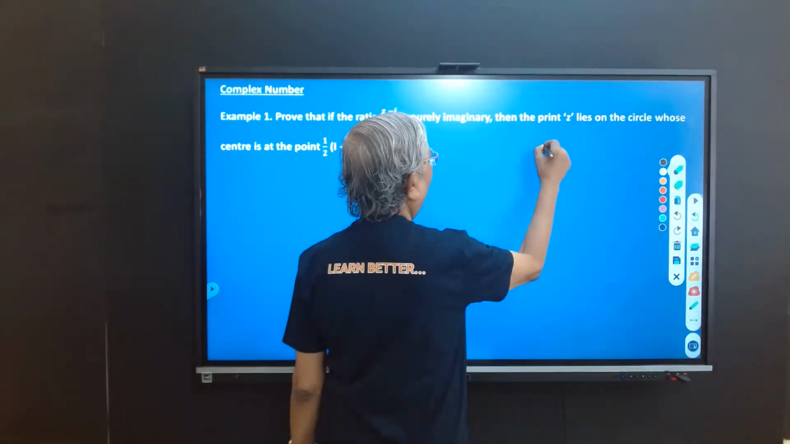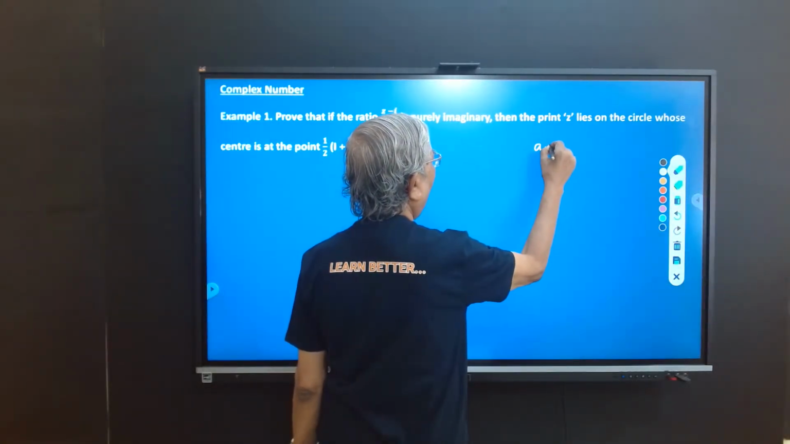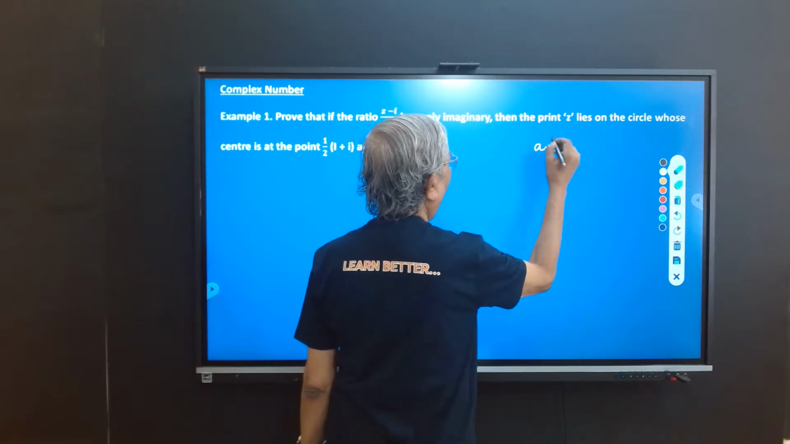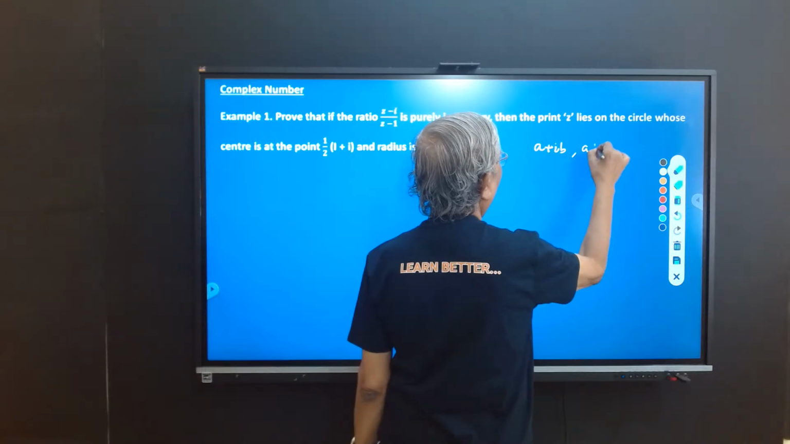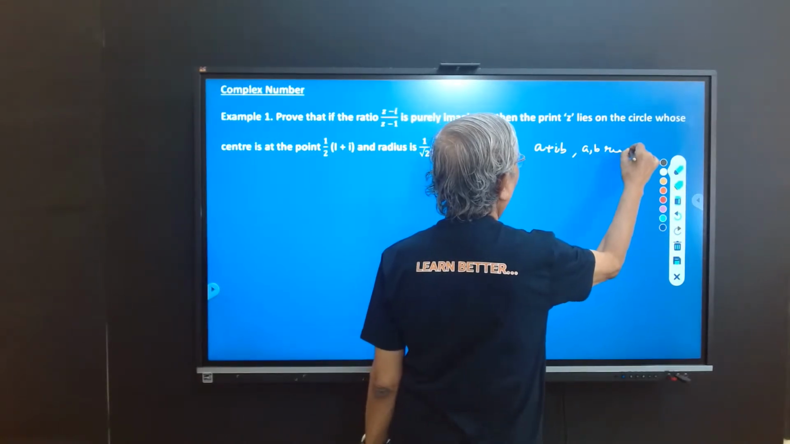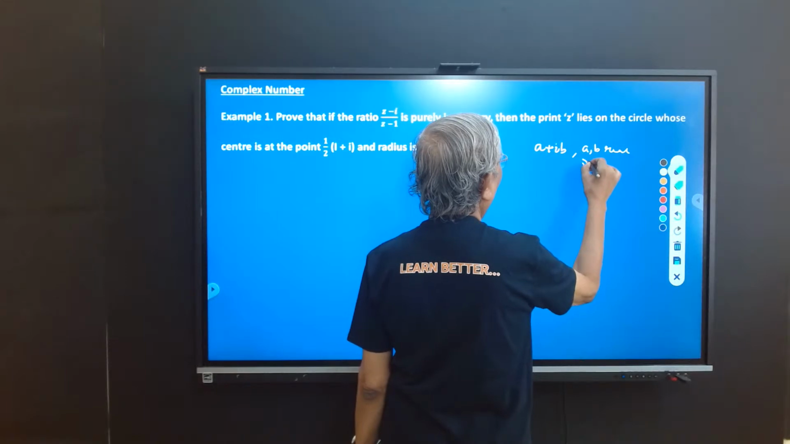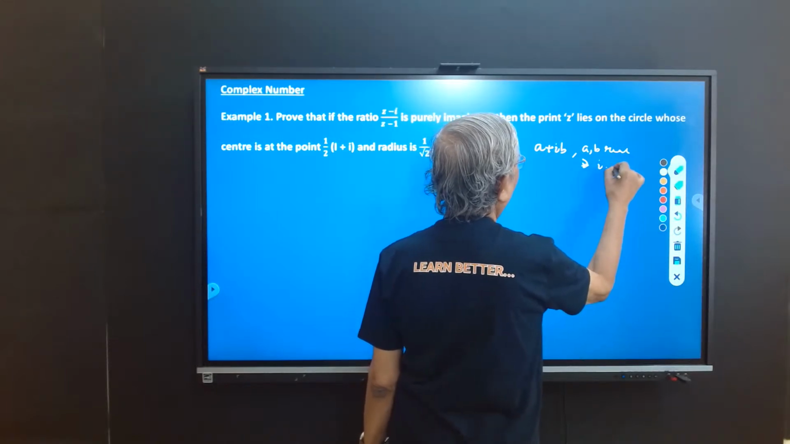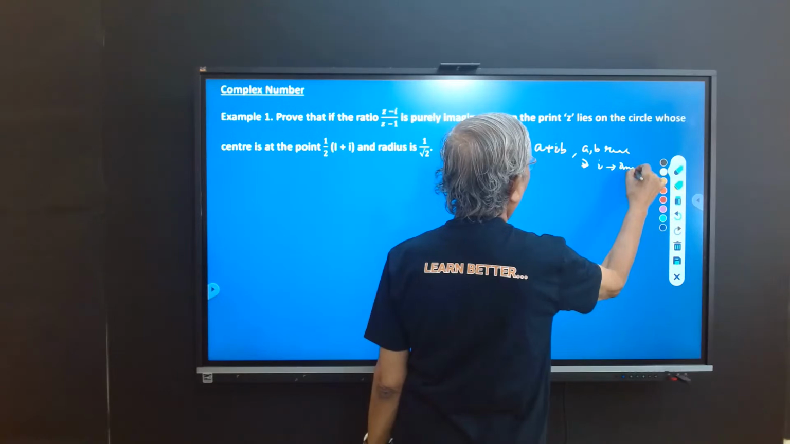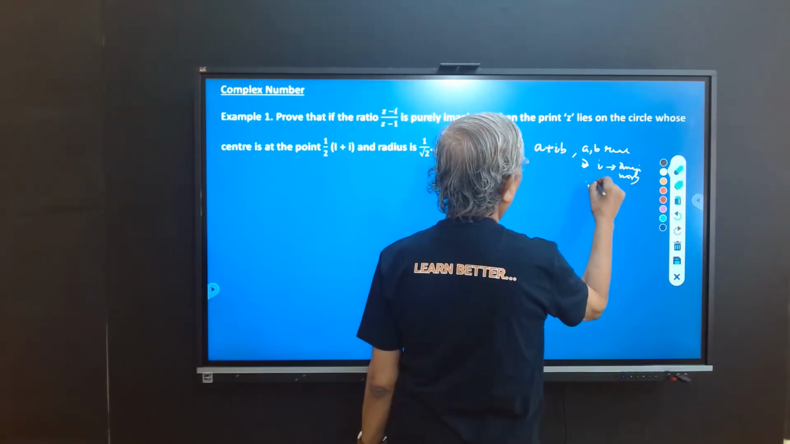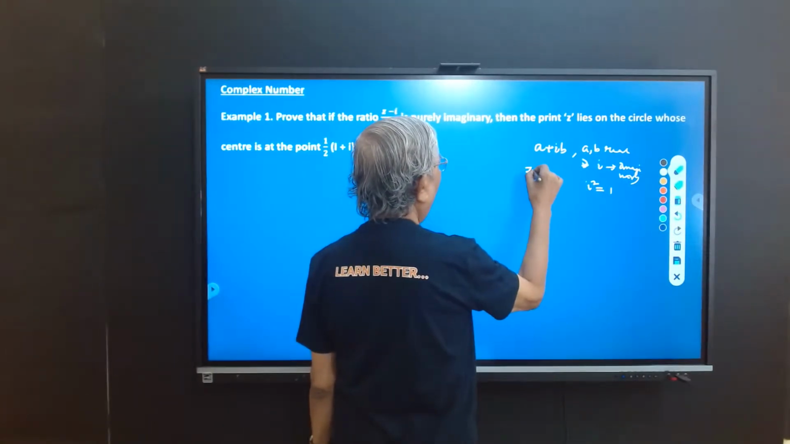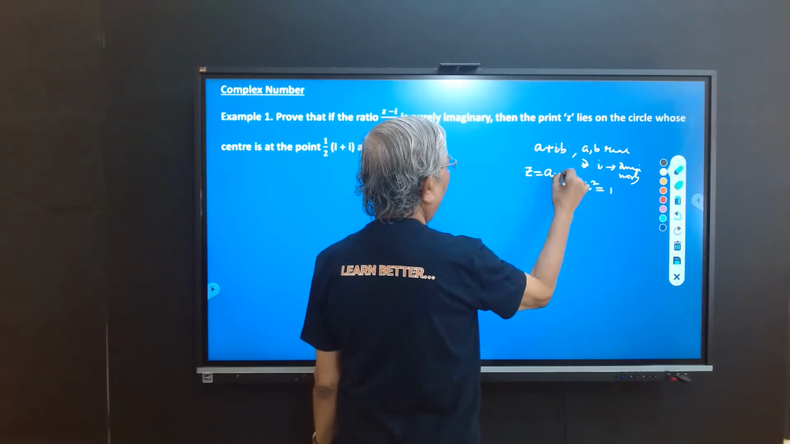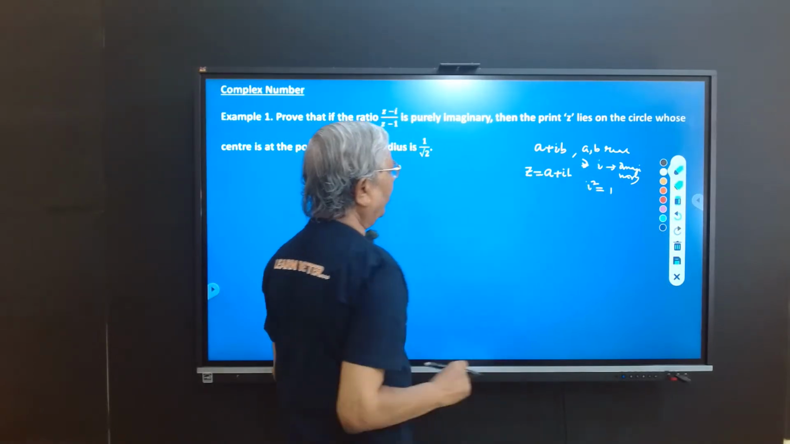The number that can be written in the form a plus ib, where a, b are real numbers, and i is an imaginary number, that is i squared equal to minus 1. This number is known as the complex number, and you denote it by z, z equal to a plus ib.